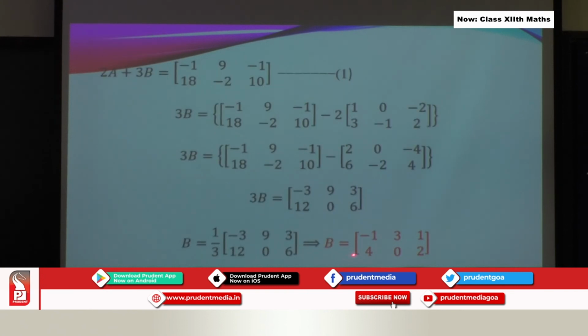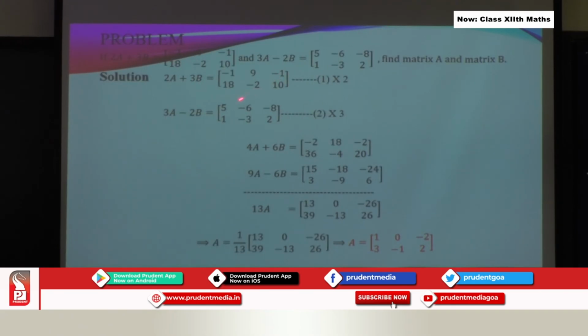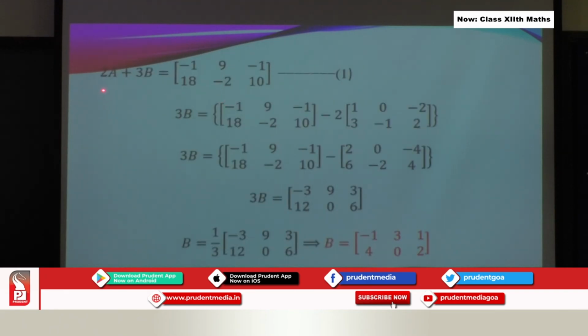Let's proceed further to get matrix B. I considered my equation 1. Here see, this equation 1 I considered over here. In this equation 1, wherever there is matrix A, I will substitute the matrix which I have got just now. Here, it's 2A, so the A I got, that I substitute here. This 2, not minus 2, you multiply inside. So when you multiply 2 inside, you get this output.